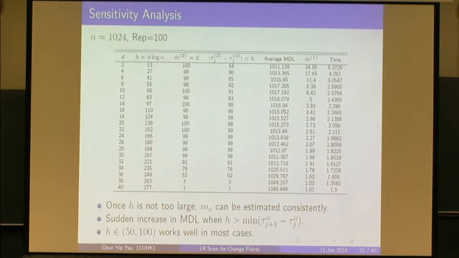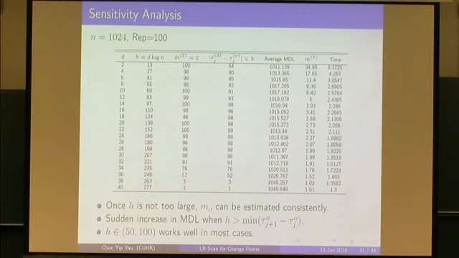And you see the MDL doesn't change much. It's 101 something, and the time is also fast. And so the conclusion is that the choice of H or D is not that relevant. If it is small enough, you will have the consistent estimation.